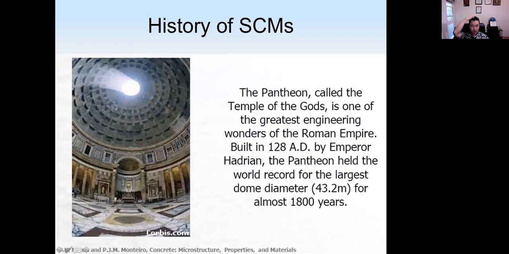All right. So we have a long history of using SCMs, or supplementary cementitious materials. This is an example of the famous Pantheon, which is more than 2,000 years old, built by the ancient Romans. In the U.S., the earliest application of SCM is around the 1930s, when people used slag and fly ash in the Golden Gate Bridge in the San Francisco Bay Area.